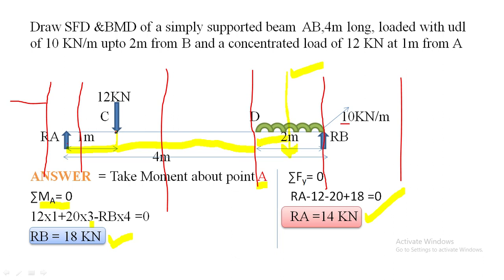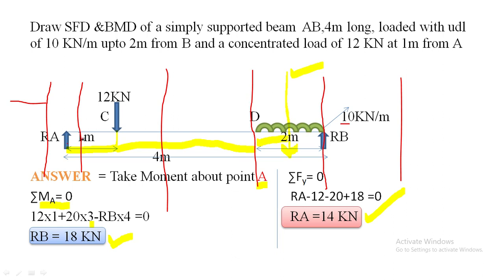into 1, because on the left of C there is one force and on the right of C there are two forces. So choose the direction with the minimum number of forces. On the left side there is only one force available. So RA is going in the upward direction, so plus 14 into 1, which is 14 kilonewton meter. Then come to the bending moment at D. At point D, to the left of D there are two forces and to the right of D there are also two forces. So choose any one direction.